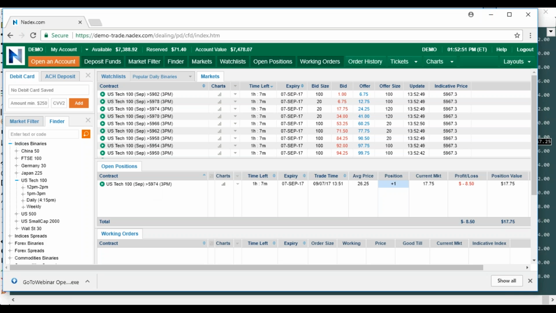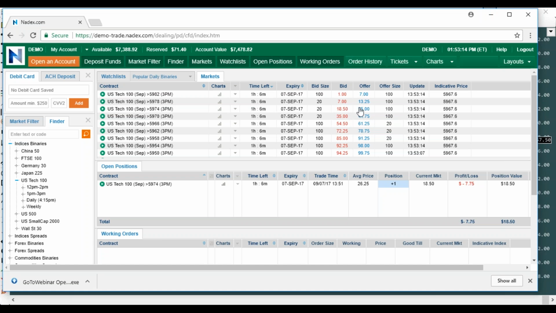So look at this contract that I bought. $59.74. Where is it up here? $59.74. So let's look at the current prices. Here's the buy side for that contract. Here's the sell side for that contract. You see that? See that sell side right there? What does this say? 1950, 1918. Those numbers are the same.